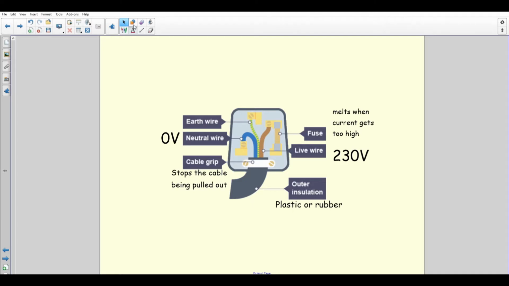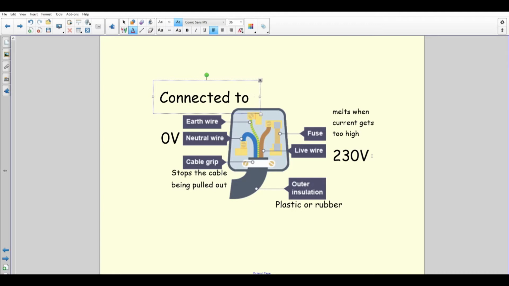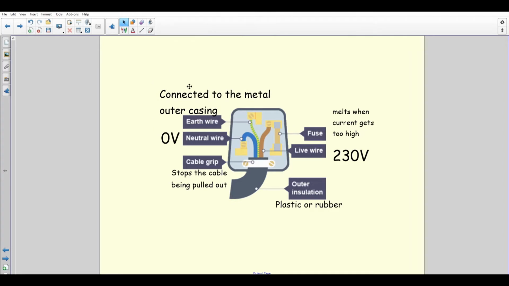Now your earth wire is connected to the metal outer casing of an appliance, and if something goes wrong, the current will go through the earth wire instead of going through you as someone who touches it. Now, when that happens, it links with the fuse. So basically, the fuse is connected to the earth wire is connected to the metal outer casing. So if the live wire breaks and touches it, so you've got a metal toaster, your live wire inside your toaster is broken, touch the casing, that's live. And if you touched it, you hurt yourself.